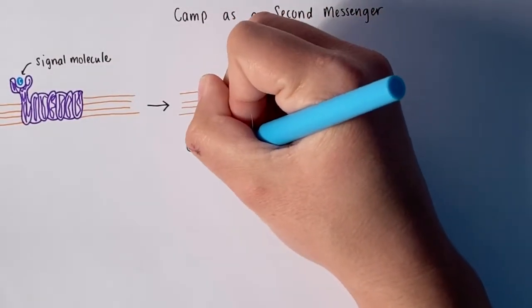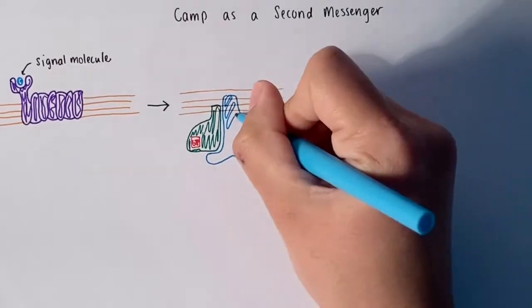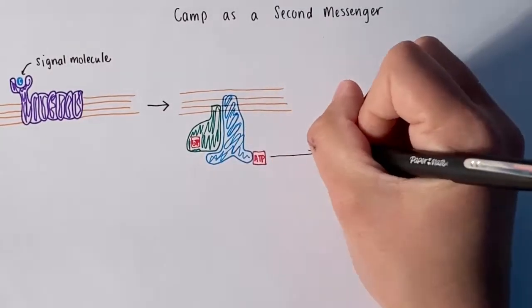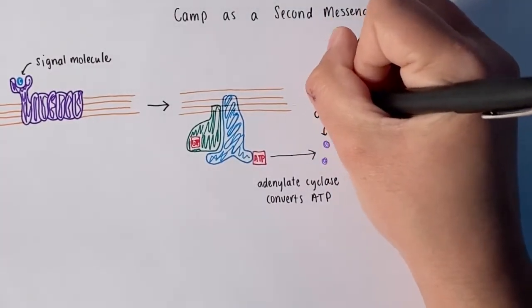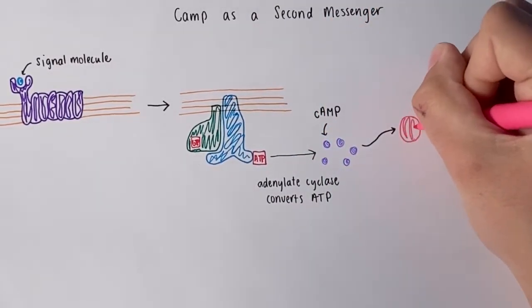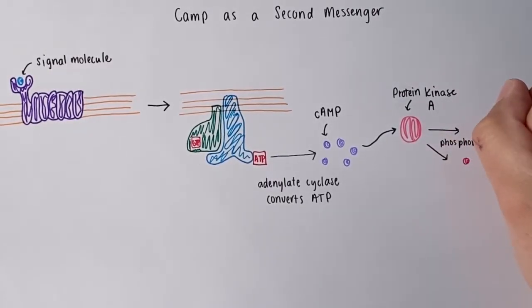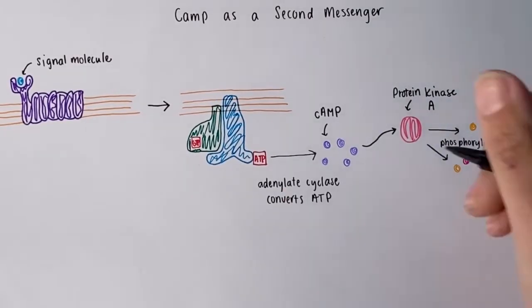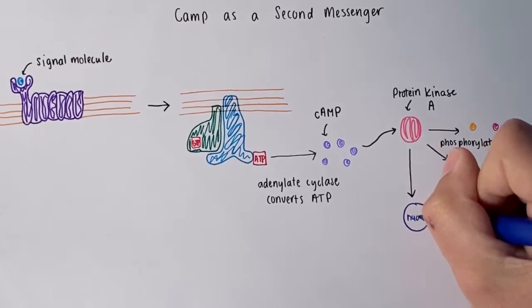The alpha subunit of the G protein binds to adenylate cyclase, which activates the enzyme. Adenylate cyclase then converts ATP into cyclic AMP. cAMP activates another protein called protein kinase A. This is what will achieve a physiological response. Protein kinase A phosphorylates other target molecules, turning their proteins off or on. Protein kinase A can also enter the nucleus to activate transcription factors.